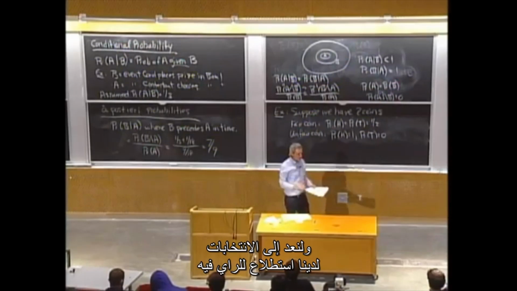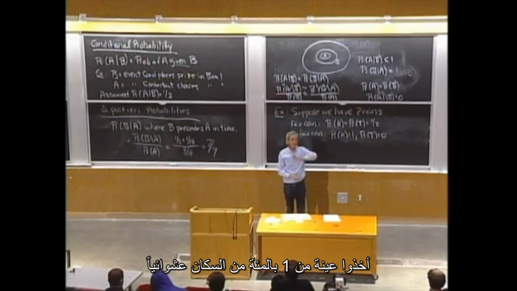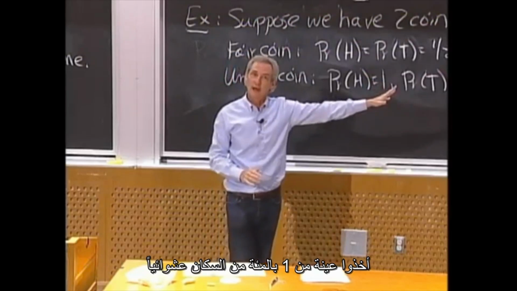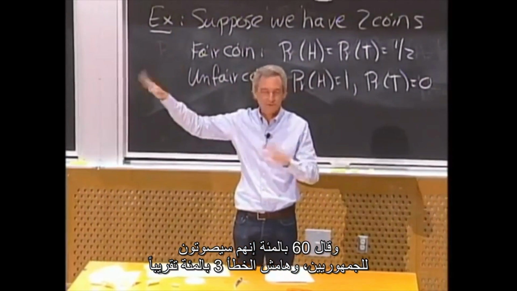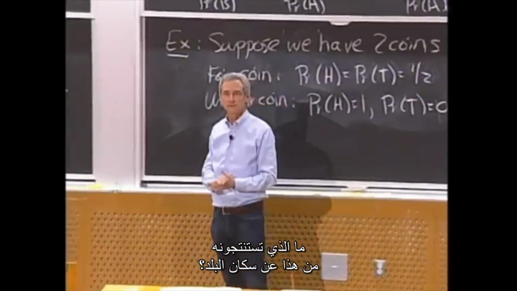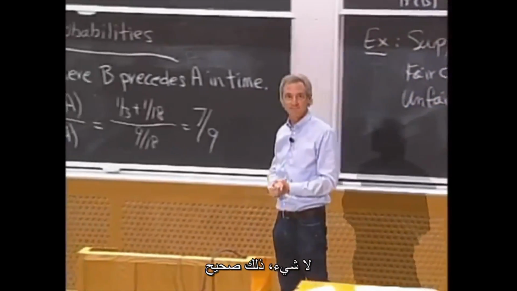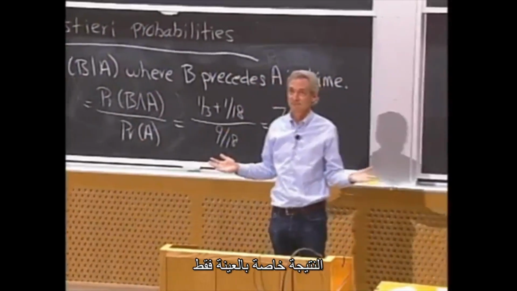Okay. Now we're back to the election, and there's a poll that says they sampled 1% of the population at random, and 60% said they're going to vote Republican. And the margin of error is 3% or something. What does that tell you about the population of the country? Nothing.